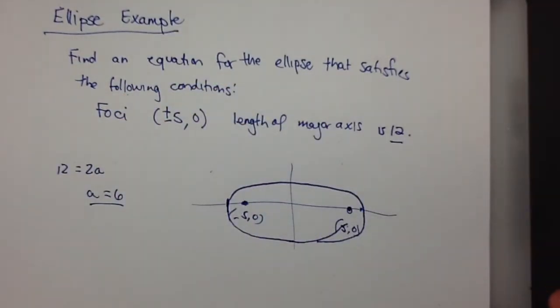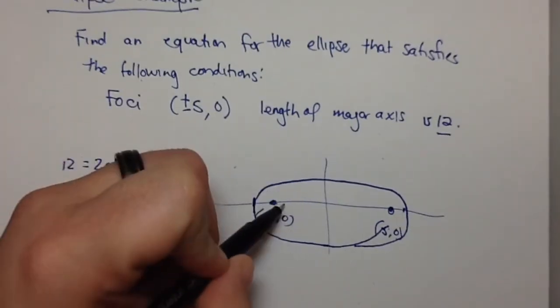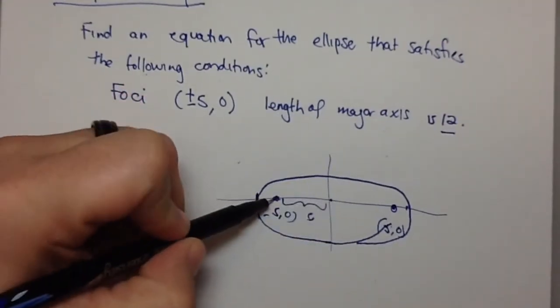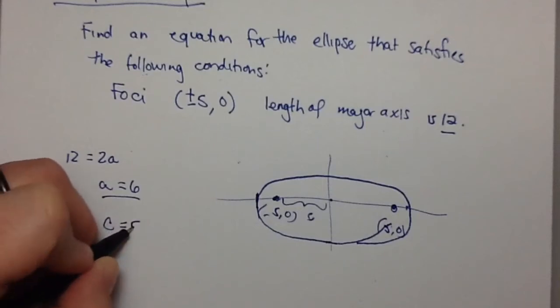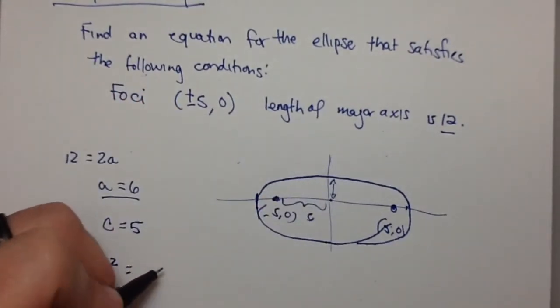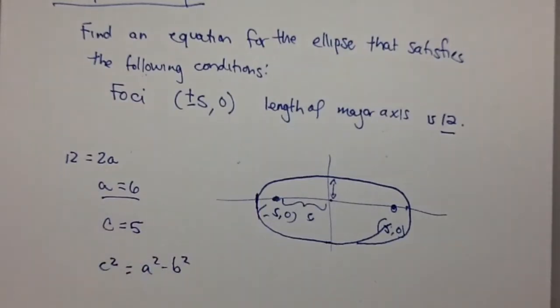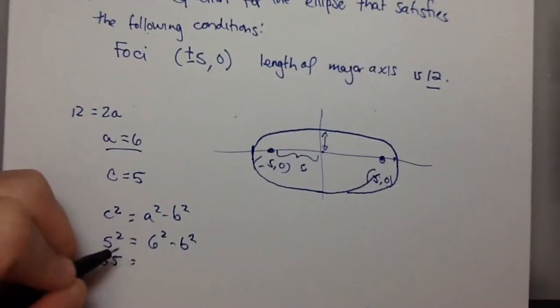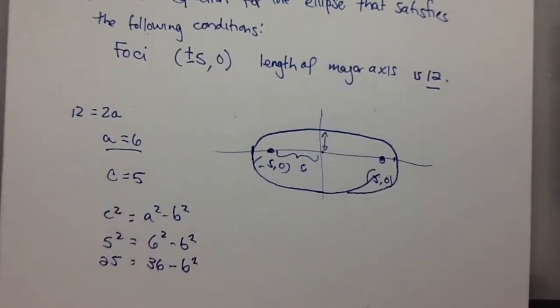All right. We can use the data that they gave us to figure out, since this is c in an ellipse, right, from the center to the focus is c, we know that c is 5. And we can use the relationships that exist between a, b, and c to find this axis. We know that c squared equals a squared minus b squared. So 5 squared equals 6 squared minus b squared. 25 equals 36 minus b squared.